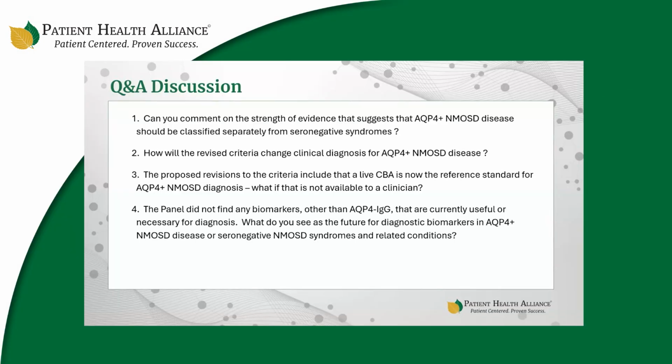Excellent, Dean. And we know that there are a number of new types of assays that are being evaluated that might be as good as live cell-based assay, et cetera. So we'll look for those. But on that note of forward-looking biomarkers, the panel did not find any other biomarkers other than aquaporin 4 antibody as essential for diagnosis of aquaporin 4 positive NMO spectrum disease. What do you see as the future for biomarker discovery, either in seropositive or seronegative conditions?